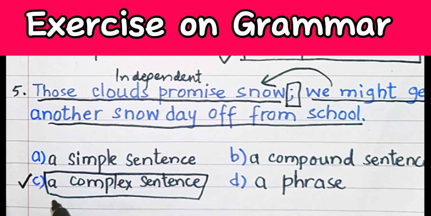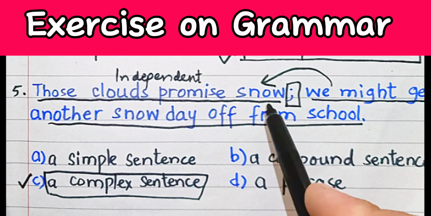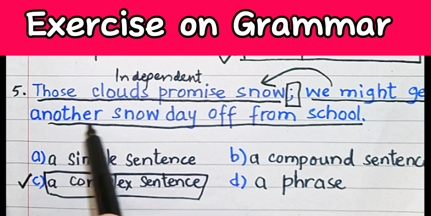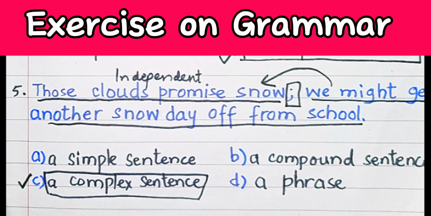So the right option will be not a simple sentence, not a compound sentence, not a phrase. And it is going to be a complex sentence. Why? Those clouds promise snow, and due to that snow, we might get another snow day off from school. Hope the concept gets clarified.